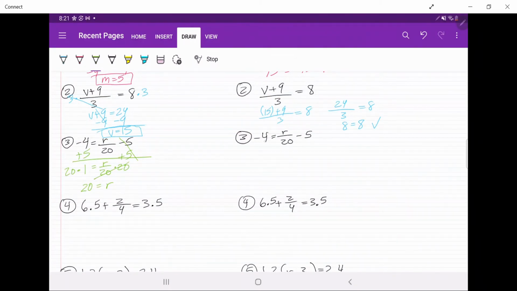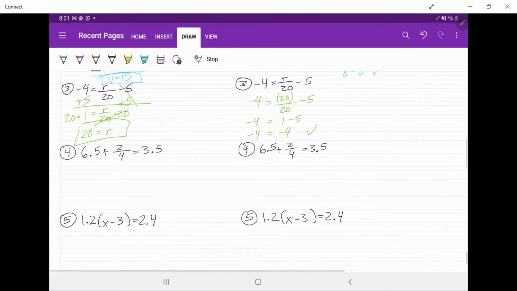Now we check to see if our answer is correct. So we write down the original problem, negative 4 equals, and instead of r, we write 20 over 20 minus 5. 20 over 20 is equal to 1. Bring down the rest of the problem. 1 minus 5 is negative 4. So we do get negative 4 equals negative 4. Therefore, r does equal 20.